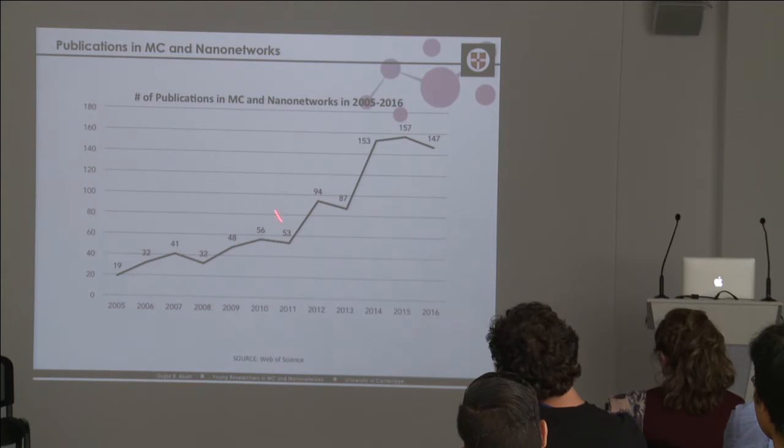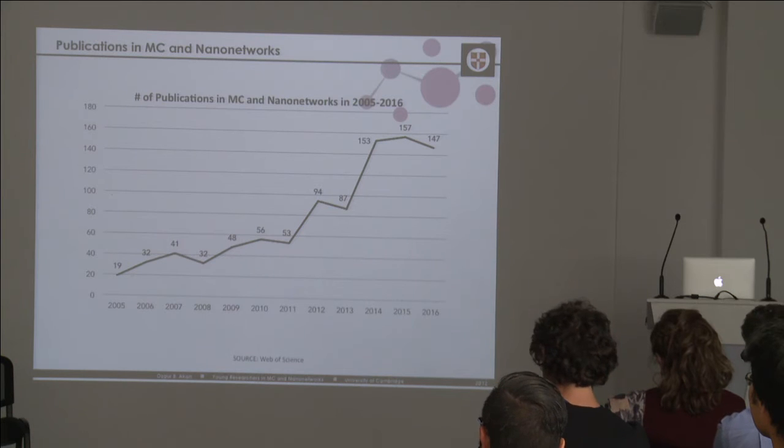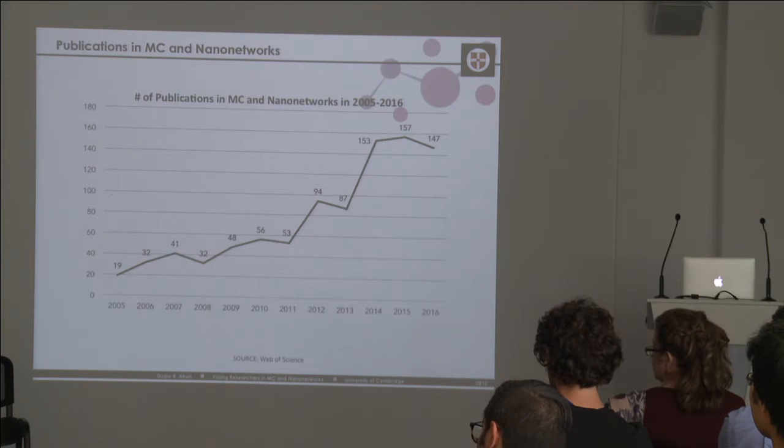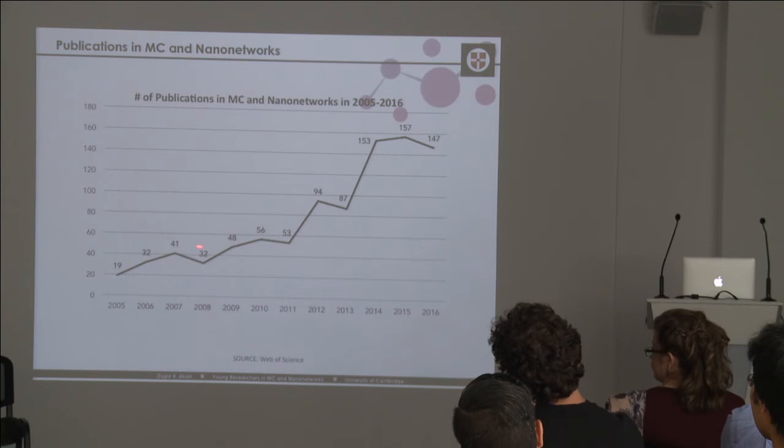Some numbers. These are the publications in molecular communications and nanonetworks that we can dig out from the Web of Science, excluding all other related fields like biophysics. These are papers having the title or keyword molecular communications or nanonetworks. This is something you can imagine from 2005 to 2016.